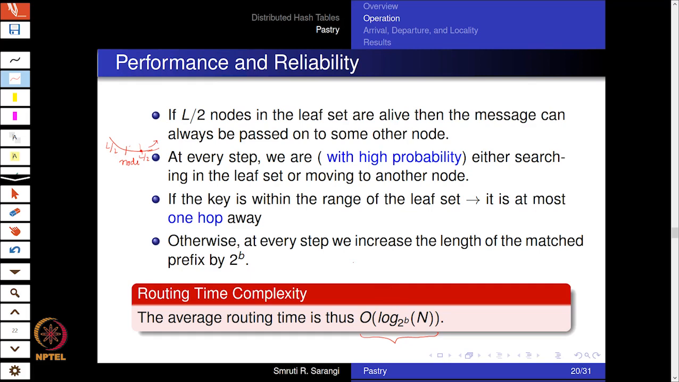And even after that, when we are traversing the leaf sets, it can be shown experimentally that the average routing time is order log n, or O of log n. If you want to be slightly more precise, it is O of log n to the base 2 raised to the power b. In this case, it is 16.